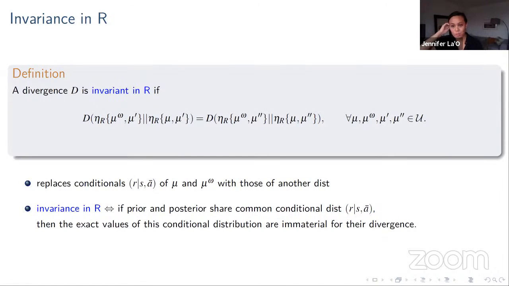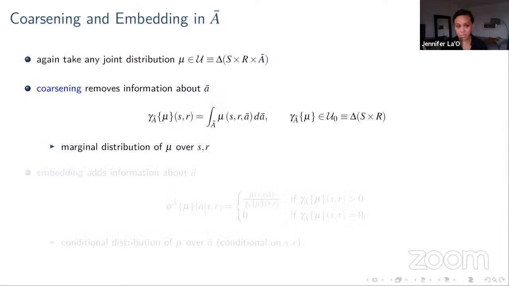Now we've done this only in R. We've thrown away information about R, put it back in, and used this to define certain properties of divergences. But we can do this in any dimension. We could have done this in S, we could have done this in A bar. So for the purposes of our exercise, what matters for us is also invariance in A bar. So I'm going to define this now in terms of A bar in the exact same way. So again, take any joint distribution mu.